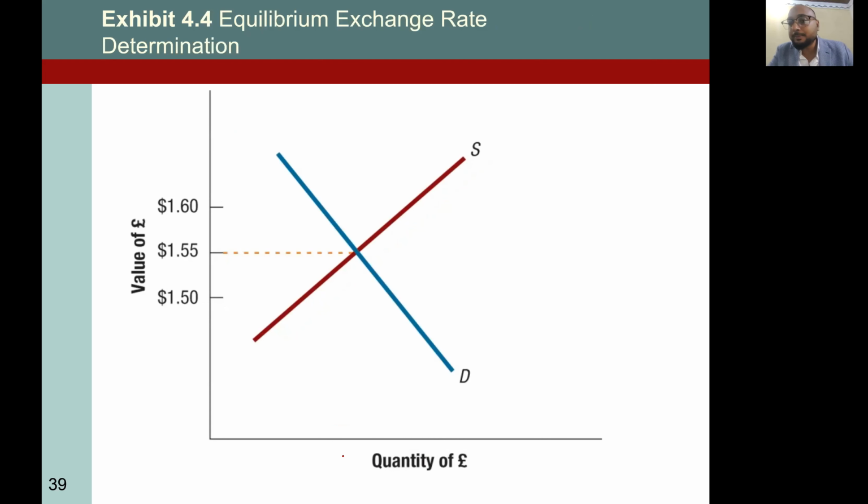So what is equilibrium? If you make the two meet on the same point, we call this equilibrium. And what is the exchange rate? The exchange rate is where buyer and seller both agree on this quantity with this rate, 1.55. Right? So this is how exchange rates are determined.